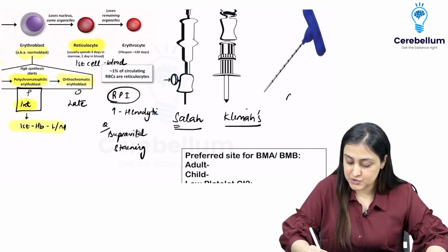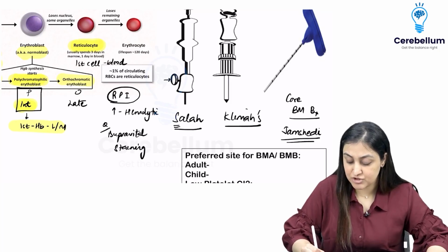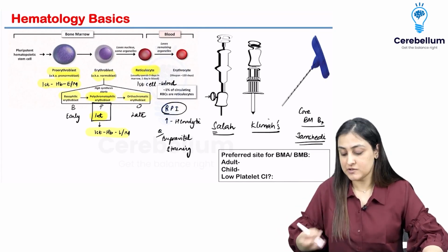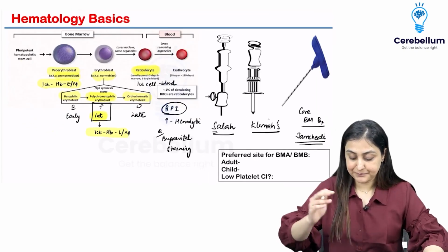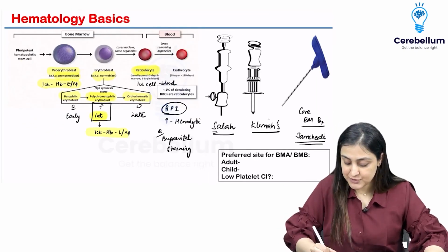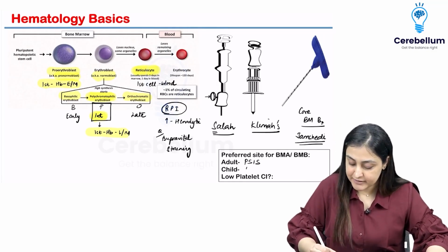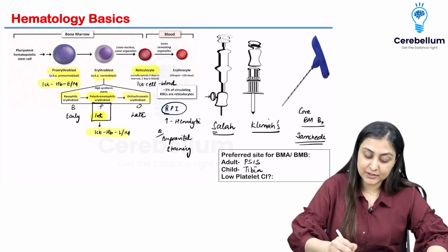On the other hand, this is your core bone marrow biopsy needle. Previously, we used to use the Jamshedi's needle, so that is what is typically asked. Where is Jamshedi's needle used? That's a completely metallic tube, but nowadays this is the core bone marrow biopsy needle which is used for bone marrow biopsy. What is the preferred site? In an adult, remember, it is the posterior superior iliac spine, whereas in a child it is the tibia. Very, very important. Is low platelet a contraindication?